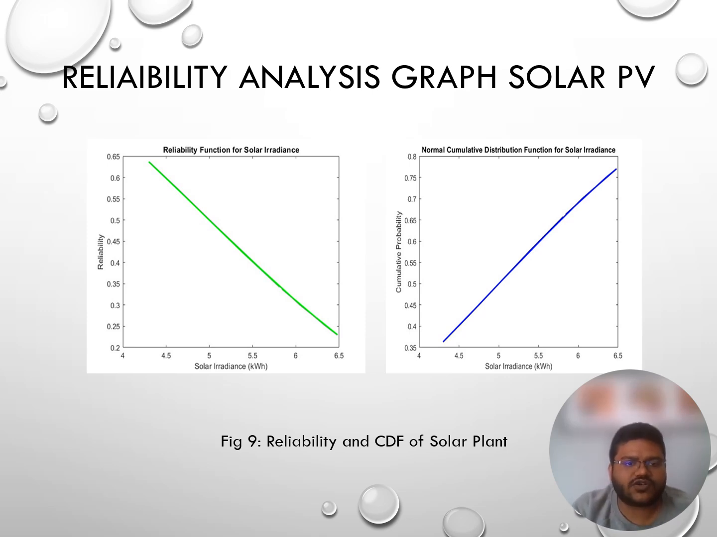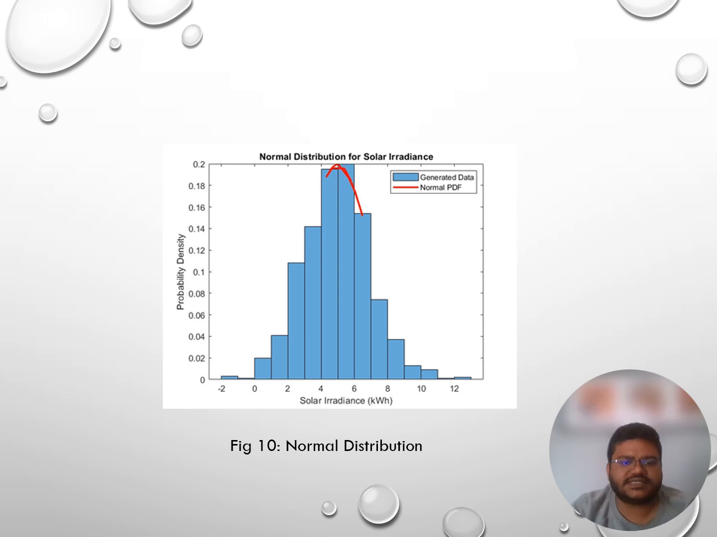Okay, then moving on to the next graph. This is just a normal distribution result, that between 4 and 6 the probability density is the highest. This is a normal distribution graph.